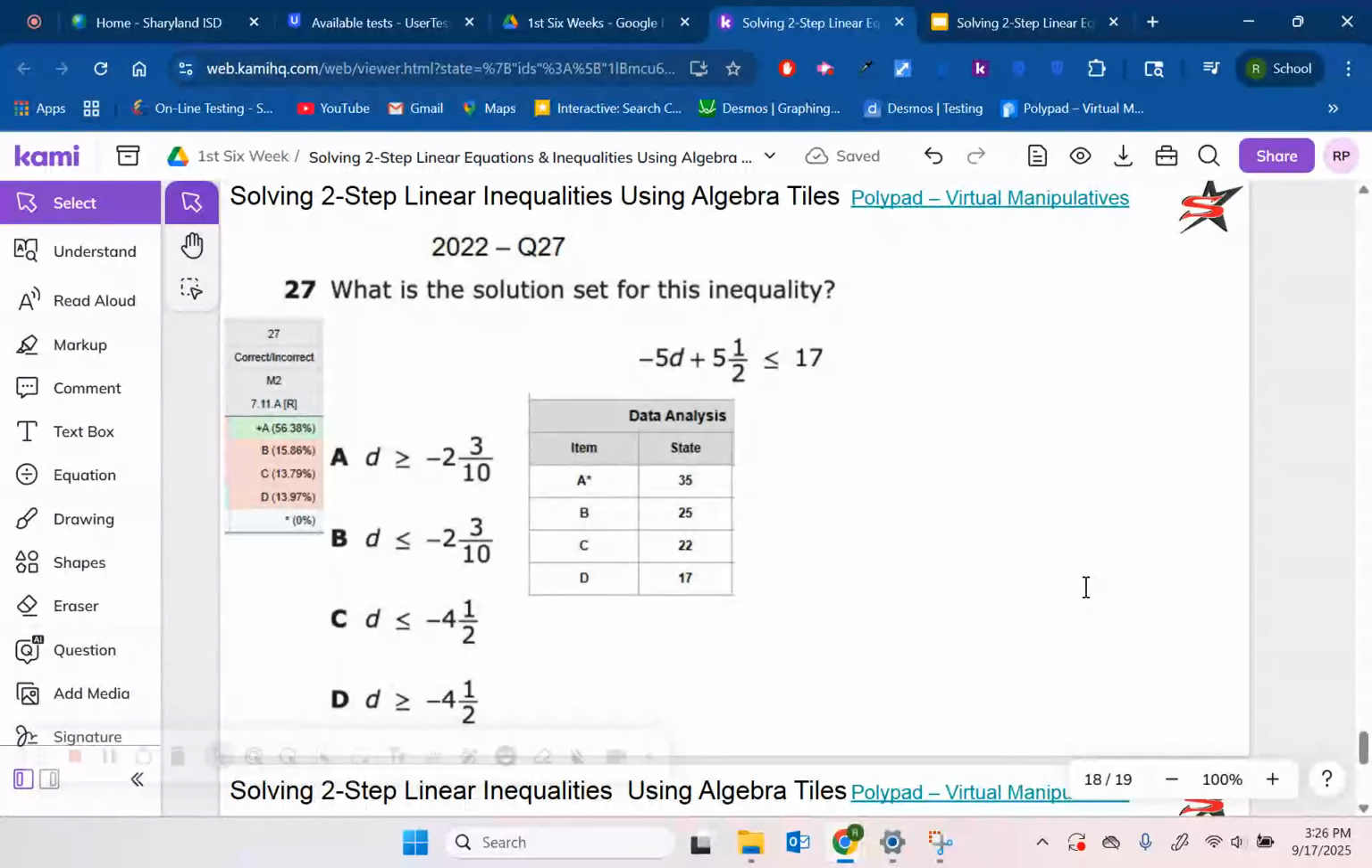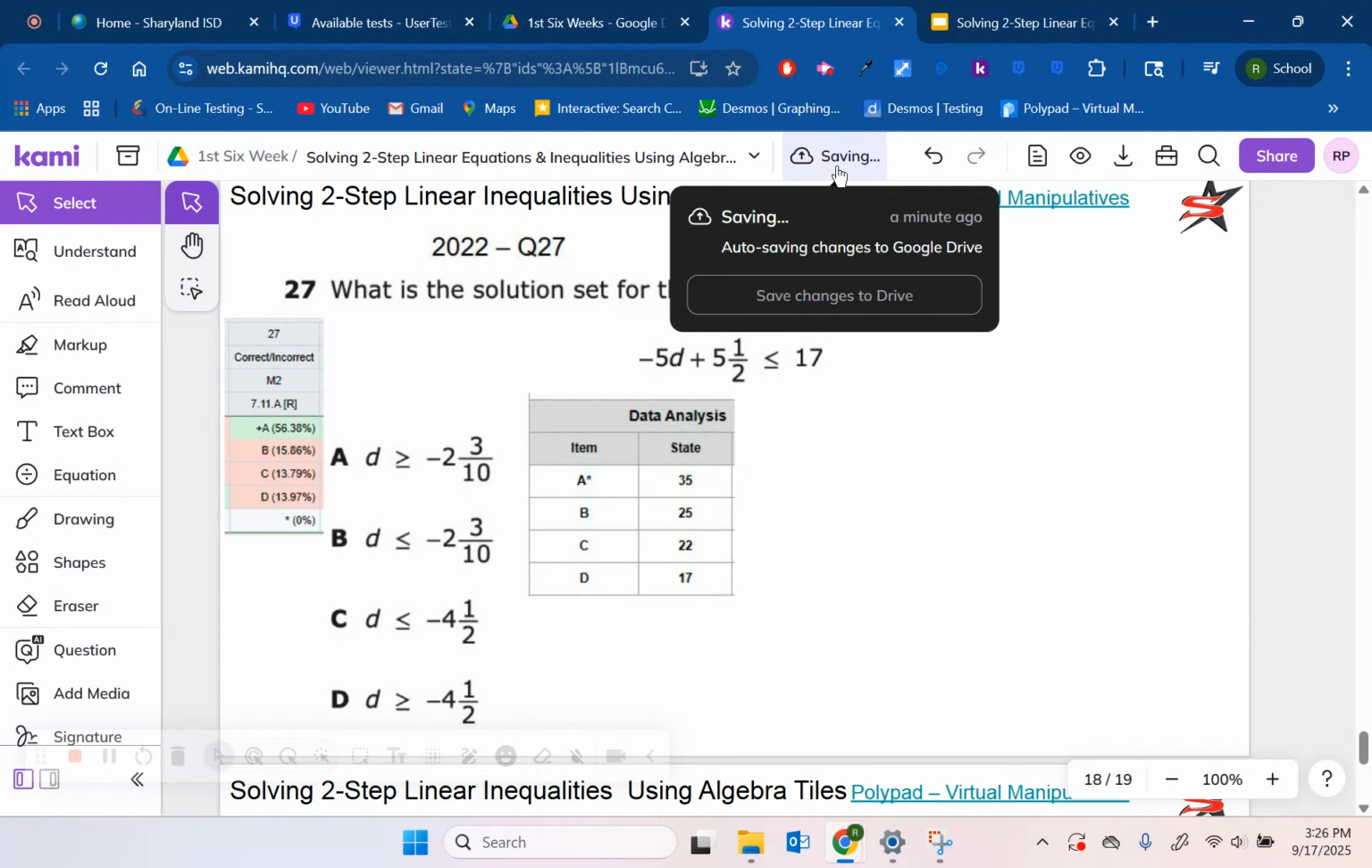Okay, problem number 27 from the 2022 test. As a district, we're at 56%, which means we did okay. I mean, we're almost at 60%. I know exactly what happens in these kind of problems.